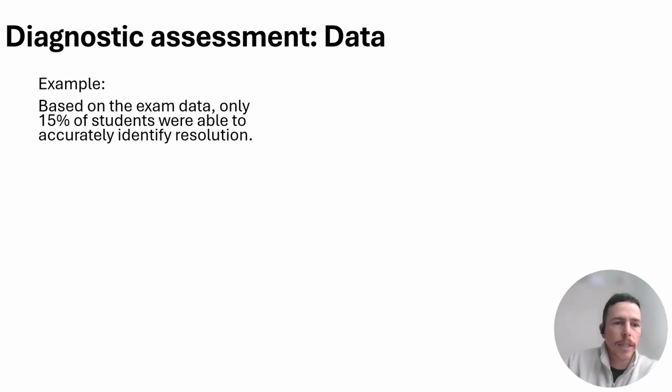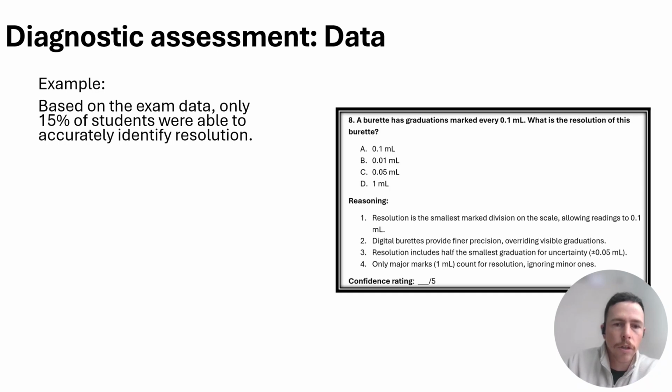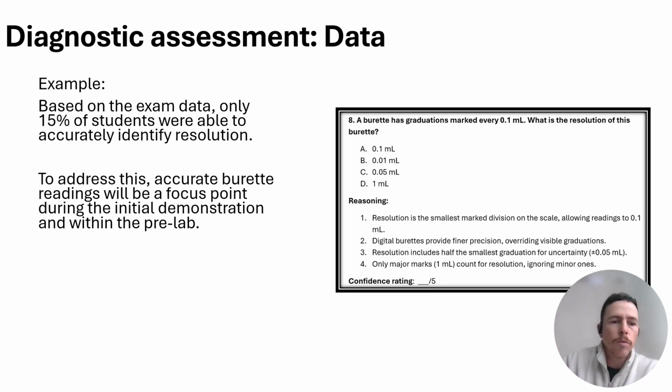For our second example, based on the exam data, only 15% of students were able to accurately identify resolution. So we've got the question in here that looks at Biuret readings, gets the students to provide their reasoning, and then again provide the confidence. And we've got 12 different questions that look at all of the different concepts that we're looking at during this practical. And we'll use this to address accurate Biuret readings.